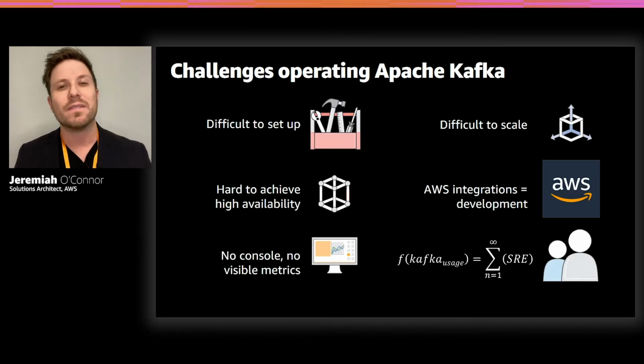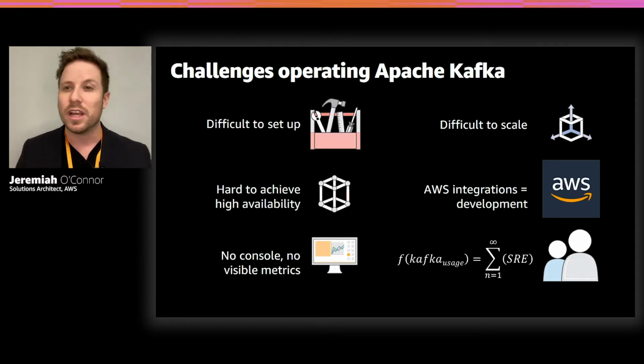Also, it's hard to achieve high availability. So if you're running on-premise, do you deploy your brokers in two different data centers? If you're running in AWS, how do you deploy that across multiple availability zones, or do you do it multi-region? There's a lot of engineering effort that needs to go into place in order to accomplish some of these features.